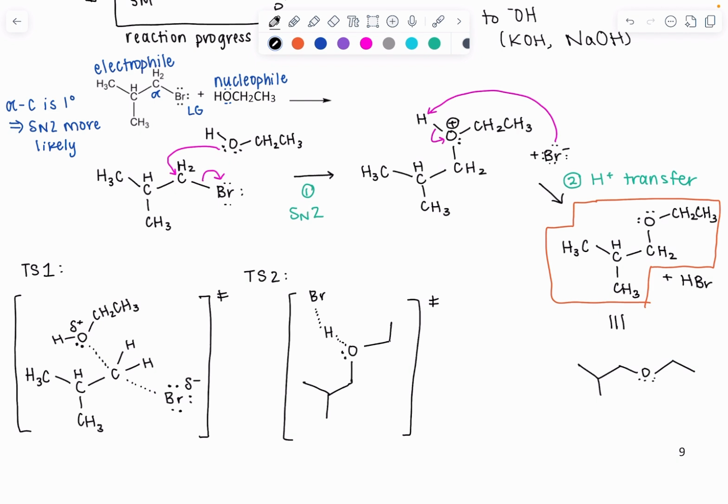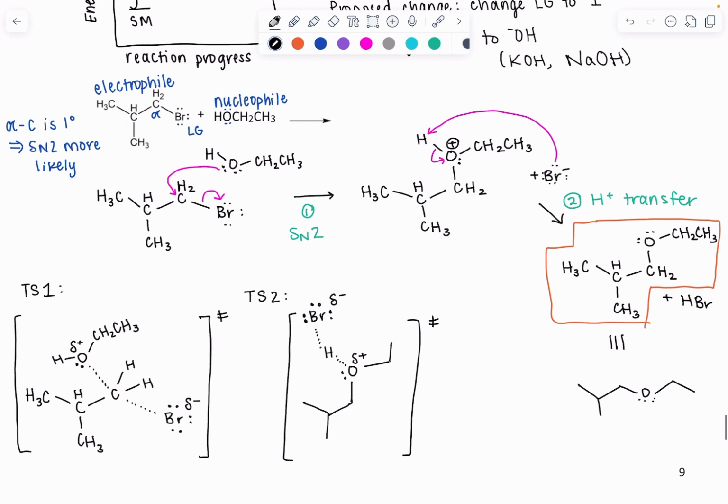And then this also has a partial bond to bromine. Oxygen has 1 lone pair, bromine has 3. The 4th one is represented by the partial bond. And then as far as partial charges go, oxygen was positive and became neutral, so partial positive. Bromine was negative and then became neutral, so partial negative. And that's our transition state for step 2, the proton transfer.